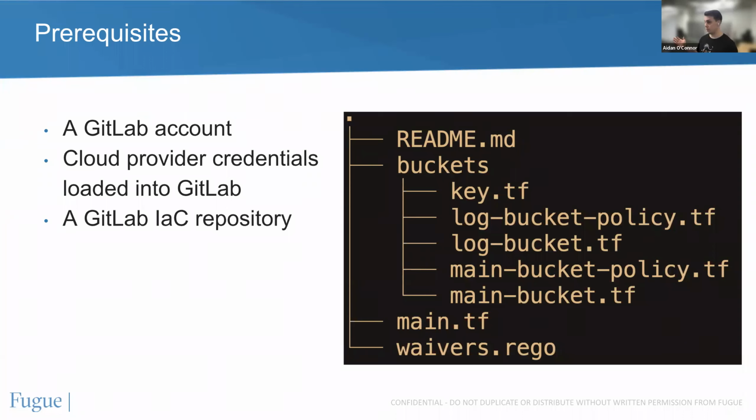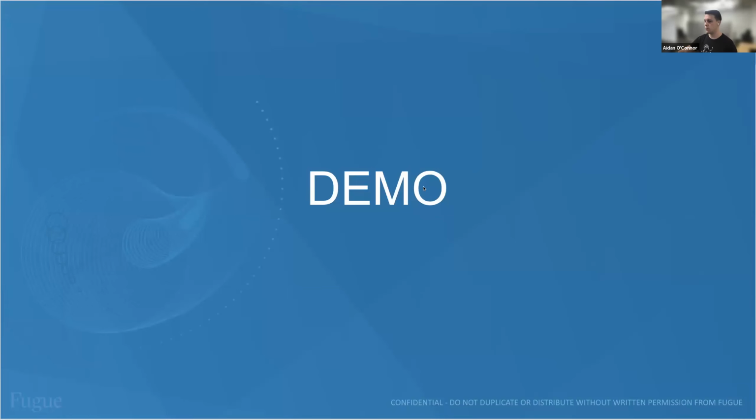On the right is a visual depiction of what I have in my repository. So obviously a README to give a brief explanation of this. I've got a logging bucket with a policy, and the S3 bucket that I'm going to be standing up today with its policy as well. And then finally, a KMS key to control entry into those. We've got a main Terraform file just for the basics, provider information. And then I've got a waivers file as well. And we'll get into what I'd be waiving in a minute. But without further ado, we'll get into the demo.